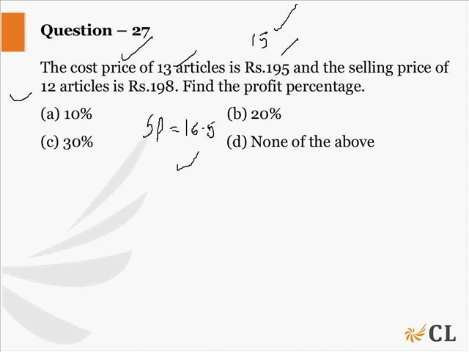How can we assume that all are similar? Which are similar? Vivek, which question you are talking about? Yeah, so what are similar? Articles. Article has to be same. If I say cost price of 13 articles is 195 and the selling price of 12 articles is equal to 198, so article has to be same. There is no point of different articles here, right? Okay.